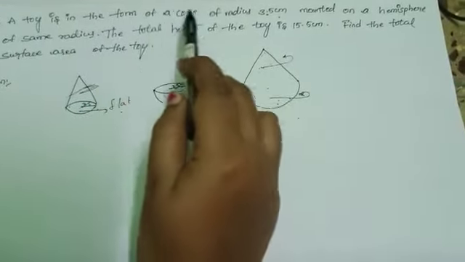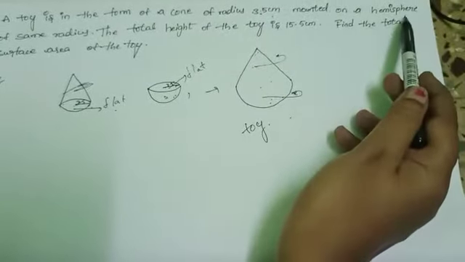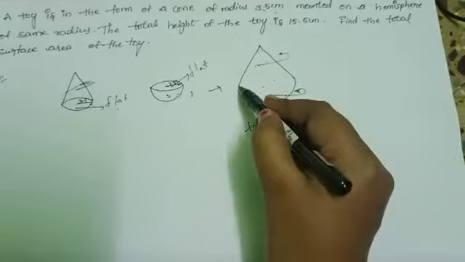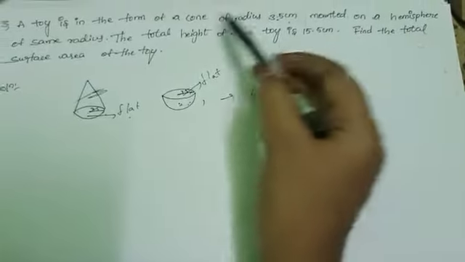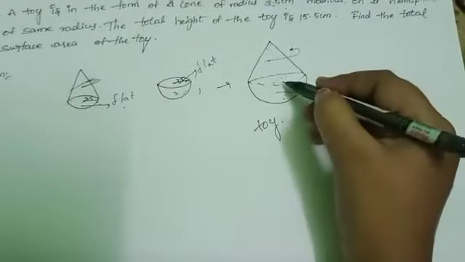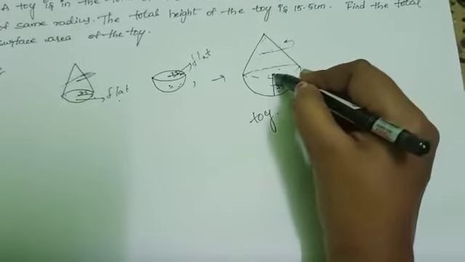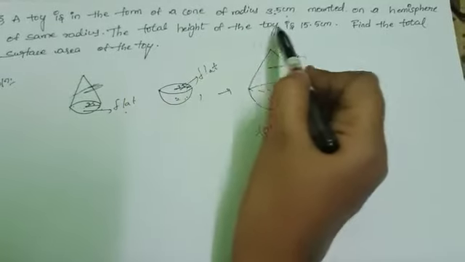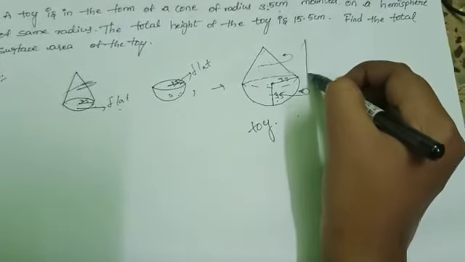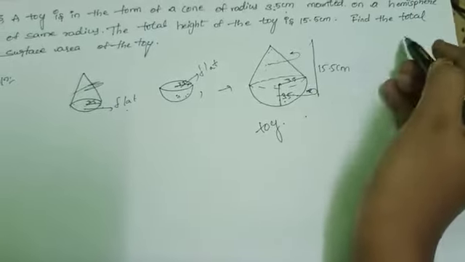The toy is in the form of a cone of radius 3.5 centimeters mounted on a hemisphere of the same radius. Here to here, the radius is 3.5 centimeters. Clear? The total height of the toy is given as 15.5 centimeters. Find the total surface area of the toy.